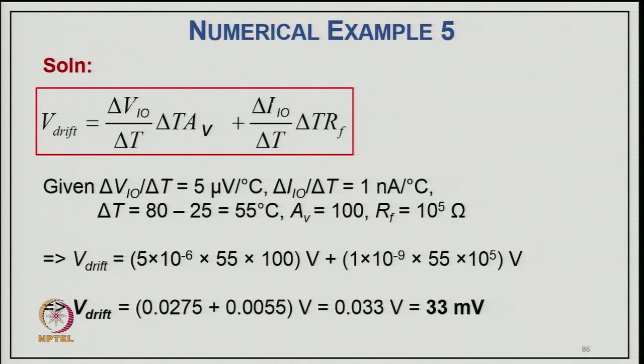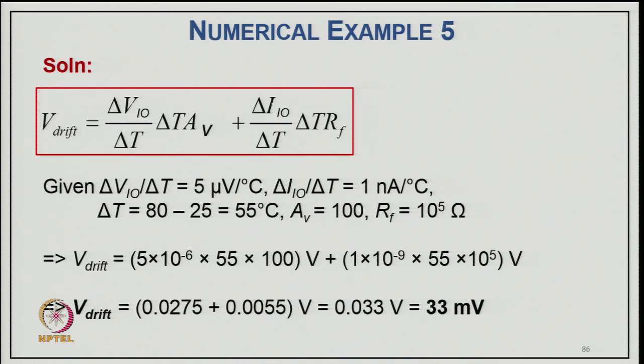RF value is given already 100. So we can put the value of all these parameters, which are given here. Delta V_IT upon delta T is 5 microvolt per degree centigrade, delta I_IT upon delta T is 1 nano ampere per centigrade, and delta T is 80 minus 25, so it is 55 degrees Celsius, and A_V is 100 and R_F is typically 10 to the power 5 ohm.